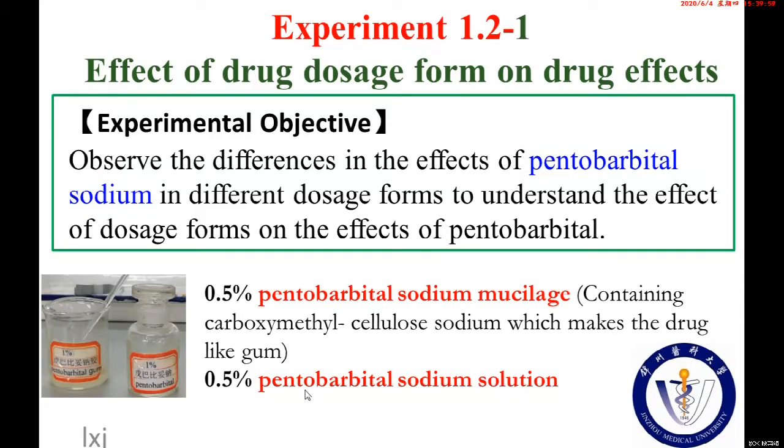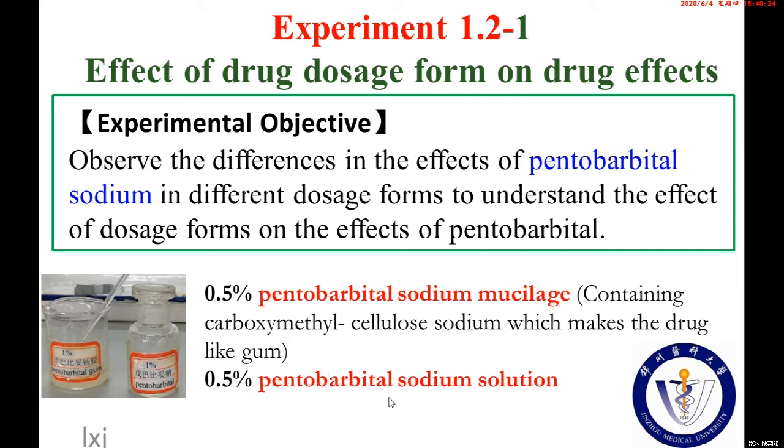First one is the effects of drug's dosage form on drug effects. The objective of this experiment is to observe the differences in the effects of pentobarbital sodium in different dosage forms, to understand the effect of dosage forms on the effects of pentobarbital.